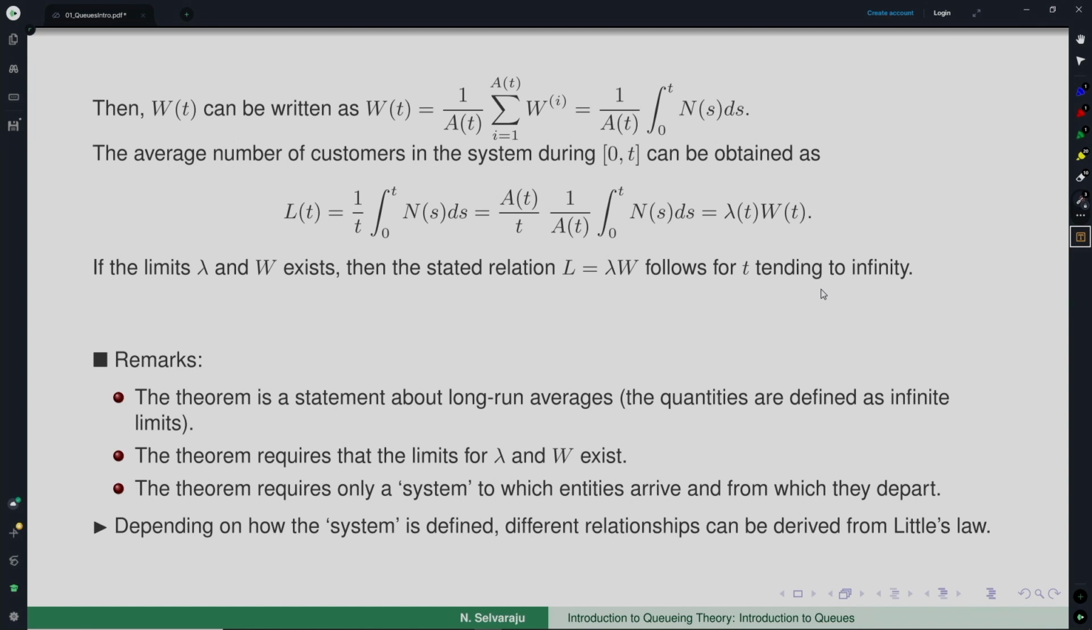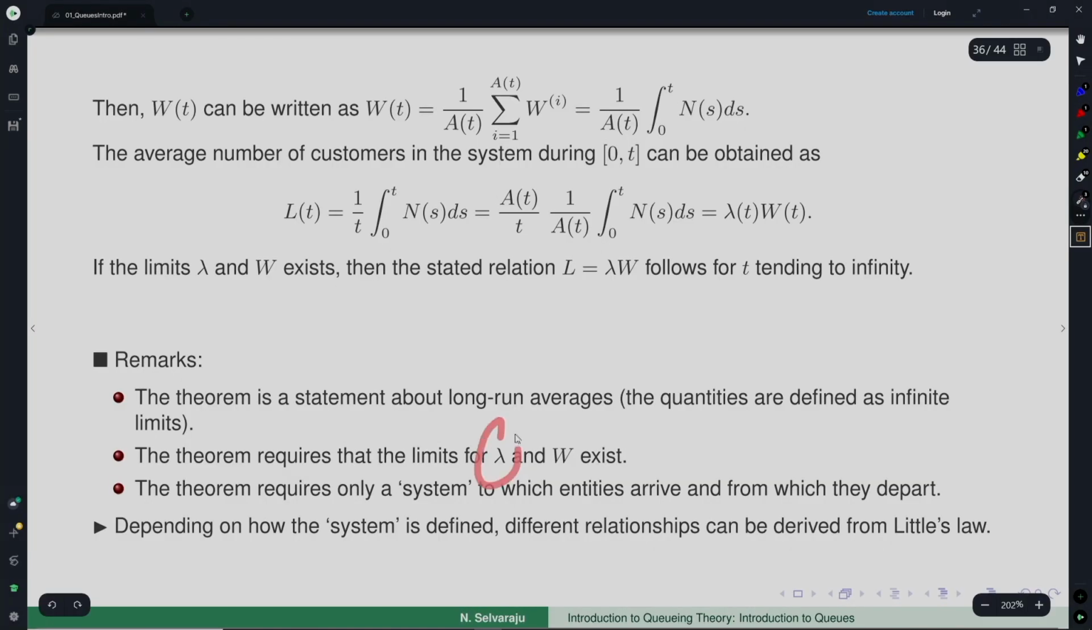Second, it requires that the limits for lambda and W exist. So, this precludes the scenario in which the system is growing without bound. The system is in equilibrium, meaning that it has not grown without bound, it is a stable system in some sense. Only then would these limits exist. So, the requirement implies that the condition of stability for the system is in place, that is what it would mean.